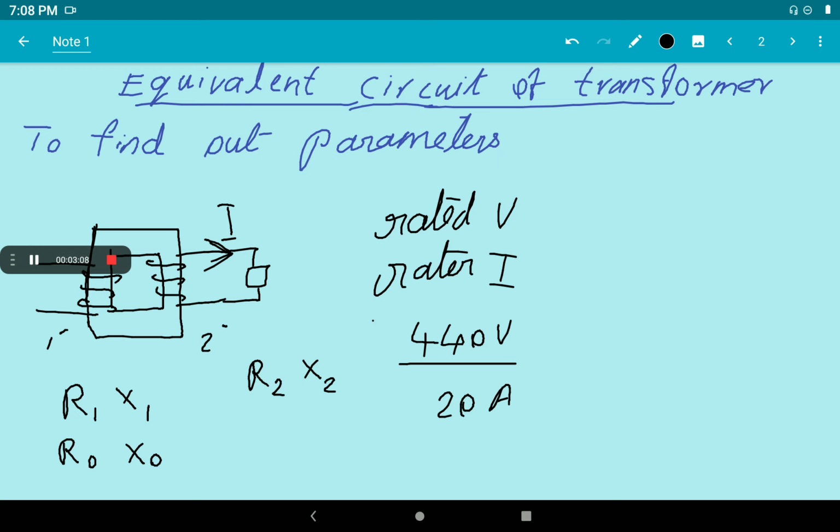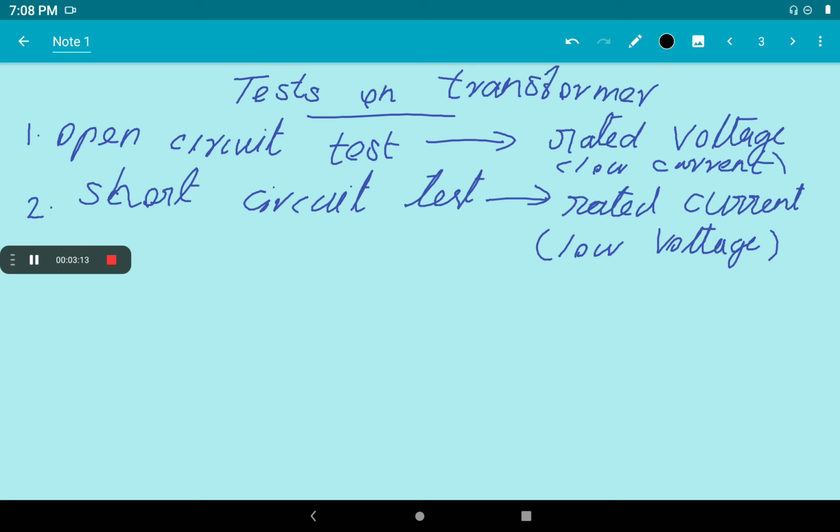So we usually do not load the transformer during the open circuit test and the short circuit test, because there would be a huge amount of current at rated voltage and rated current. The open circuit test is always done at rated voltage, and there will be low current, about 2 to 10% of rated current, flowing through the circuit. So at the open circuit test, you should remember we always apply rated voltage to the transformer.